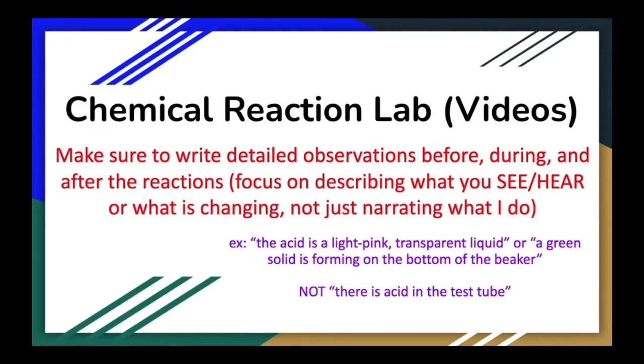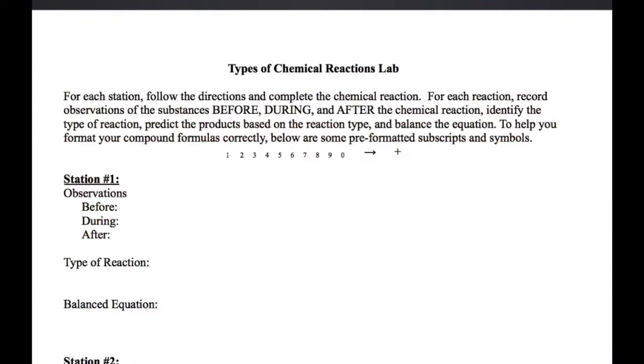I also want to take a quick look at our answer document to touch on a couple of things to make sure that you can get full credit for all of this work that you're going to be doing. So here on our answer document, notice how I gave you these pre-formatted subscripts as well as the arrow and plus signs. These are all things that we need to be using in our chemical equations when we are writing out and balancing our chemical equations.